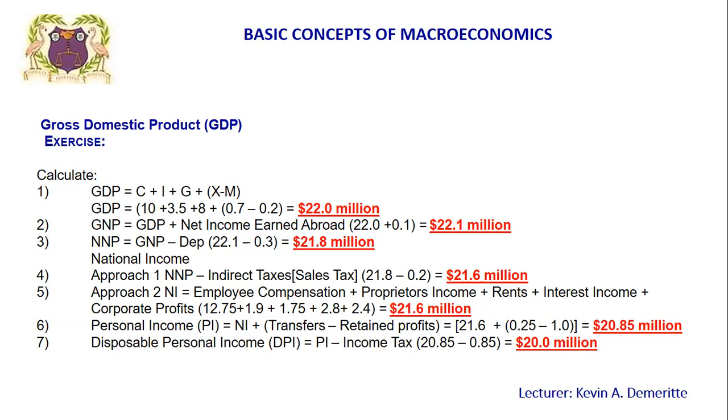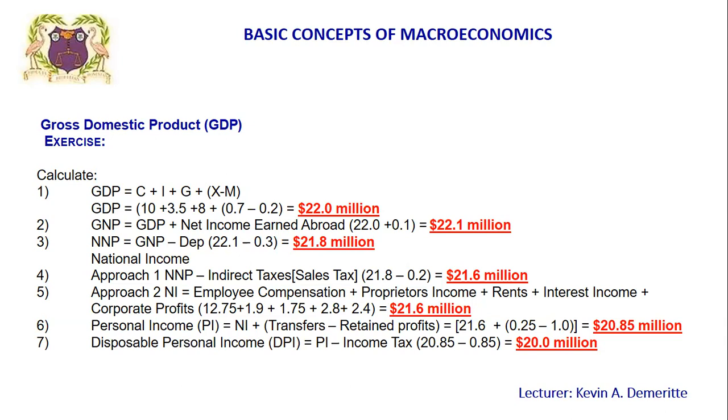All right. So we ended with 21.6 plus the difference, which is a negative number in this case, and we ended with 20.85. And our final calculation is we're asked to calculate disposable personal income, DPI.